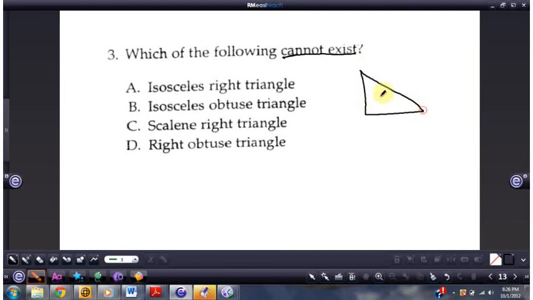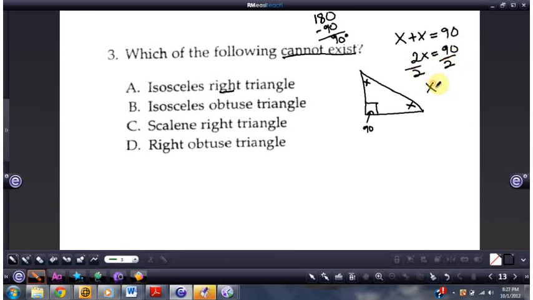Now, the reason they have to equal 90 together is because the sum of the angles in a triangle is 180, minus the 90 we've already used for the right angle leaves 90 degrees. So now these two angles, x plus x, have to equal 90, which means 2x equals 90, which means x should be 45. I have a 45, 45, 90 triangle. That is, in fact, isosceles, because isosceles means angles are equal because their corresponding sides are equal.